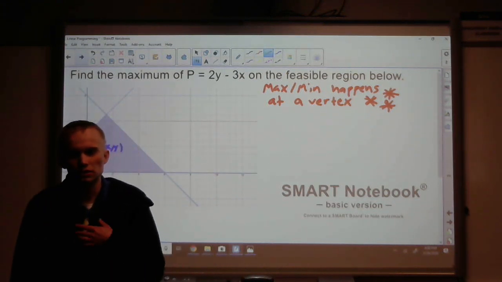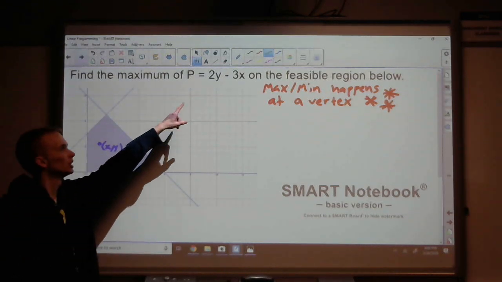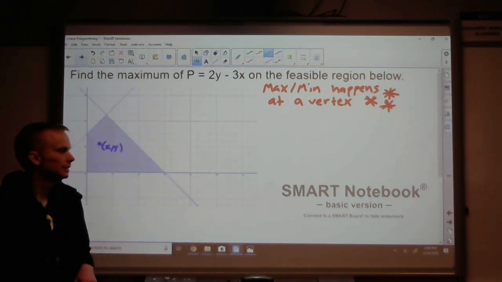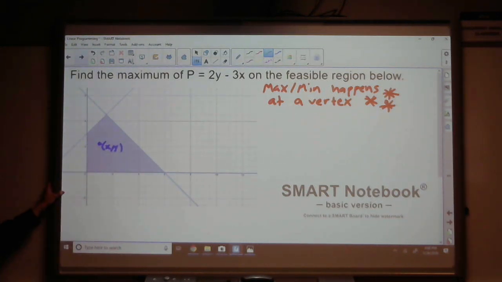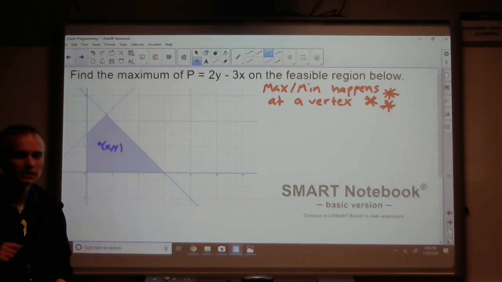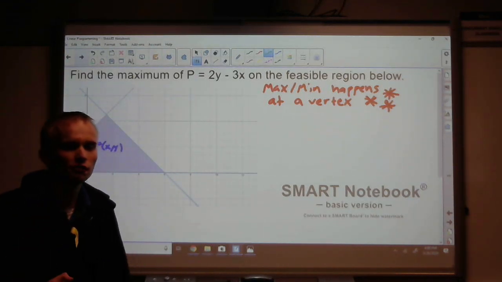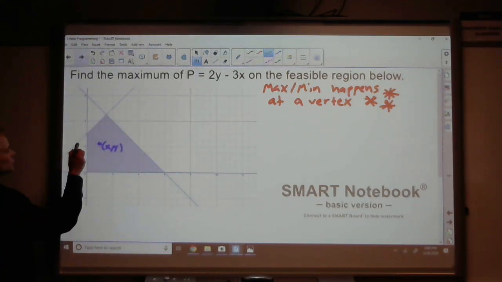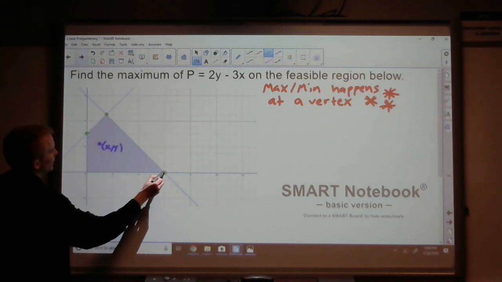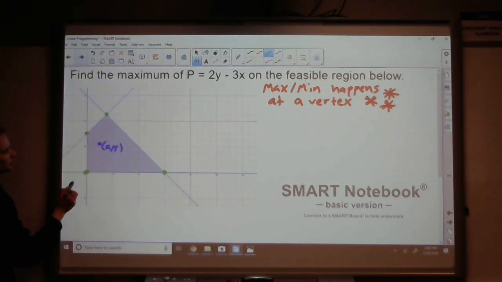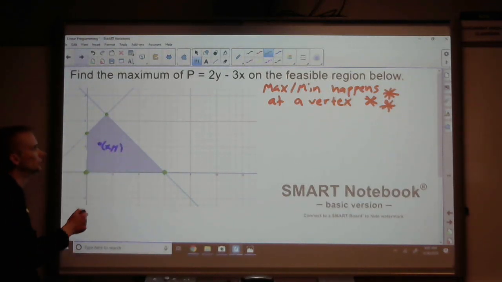So in other words, to find the maximum or minimum that this function achieves, all we need to do is look at the vertices of this region. We talked about vertices last time. They're kind of the corners of my region that works. So there's one right here, there's one right here, there's one right here, and there's one right there. Those are the vertices of this feasible region.